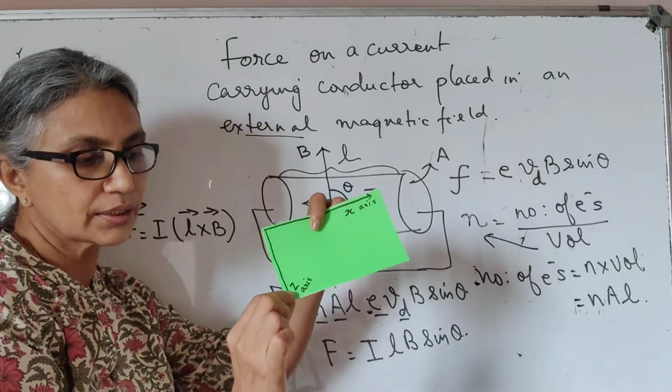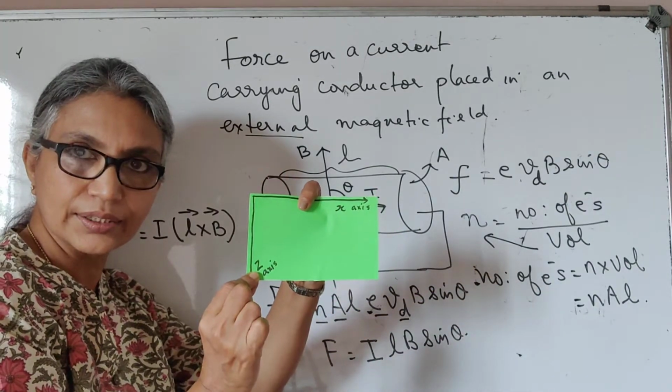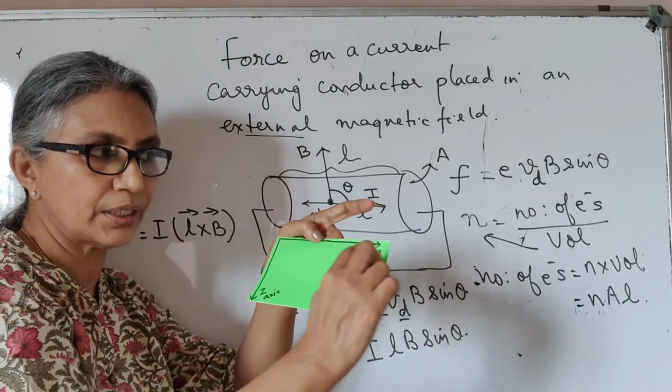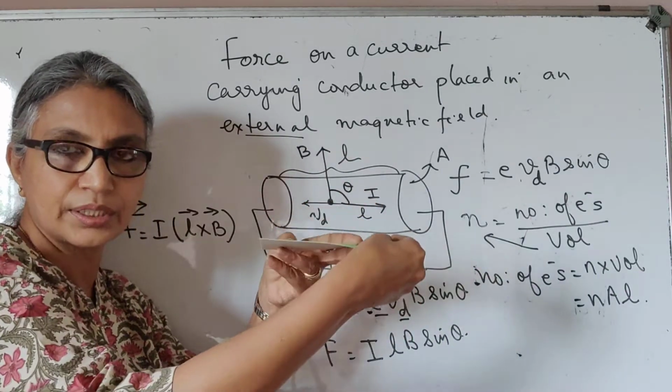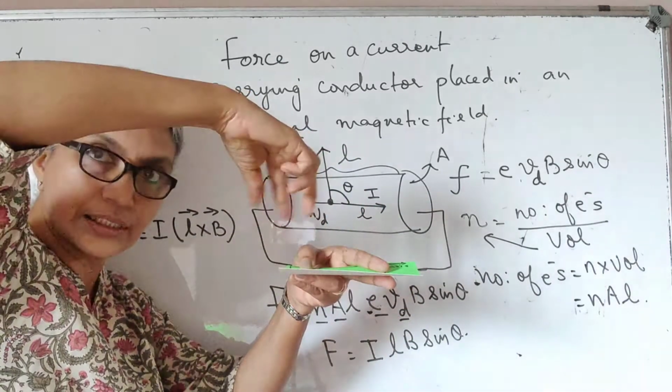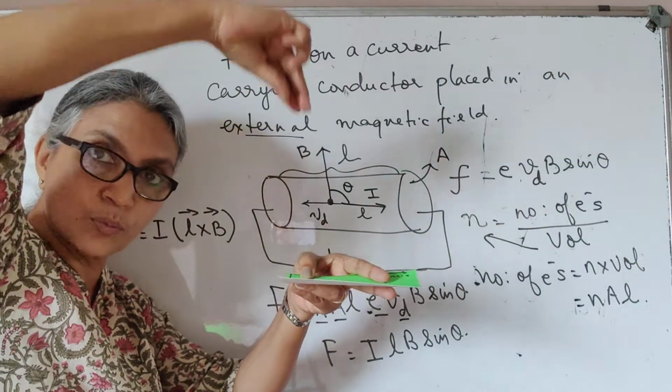On the other hand, suppose you had velocity along the z-axis here and B along the x-axis, then V to B would have been anti-clockwise and the tip would move up.